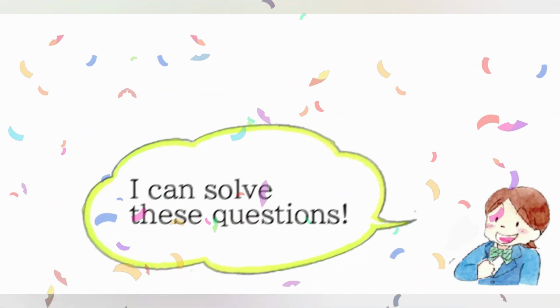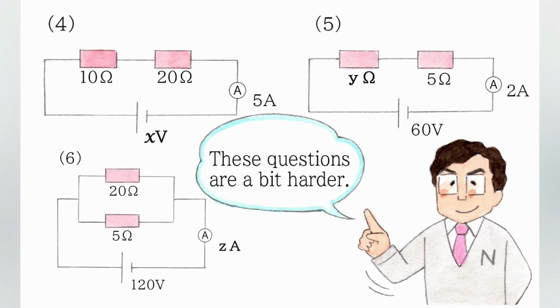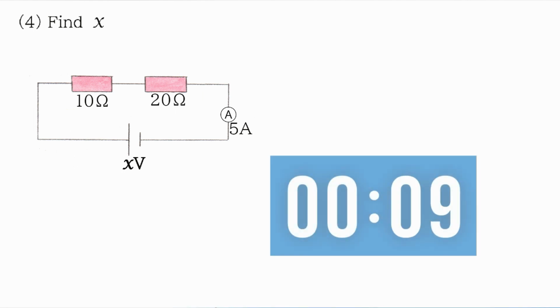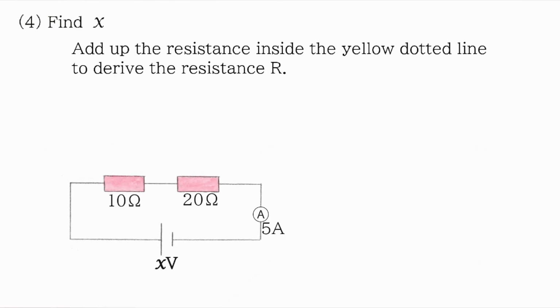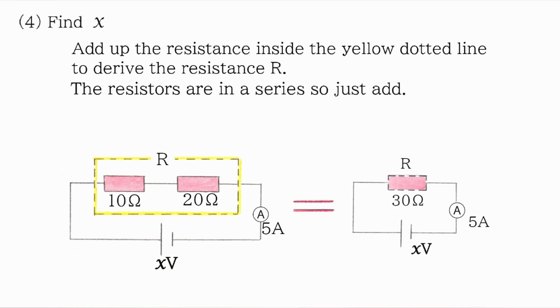I can solve these questions. These questions are a bit harder. No. 4, find X. Add up the resistance inside the yellow dotted line to derive the resistance R. The resistors are in a series, so just add 10 plus 20 equals 30 ohms.